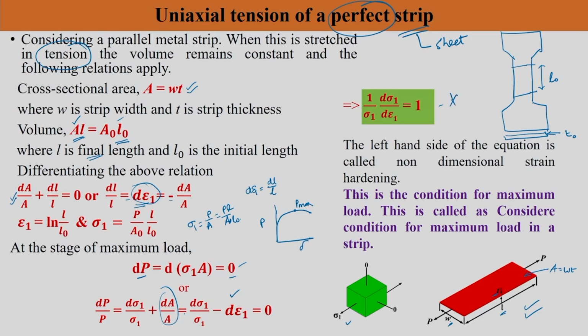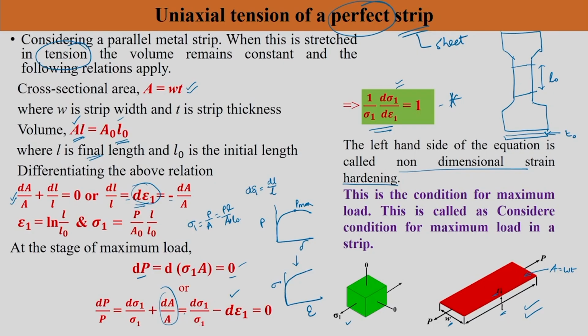Okay, this is an important condition for us to give some idea about when instability is going to start, or when maximum load is reached. So when you reach P max, this condition will be satisfied: 1 by sigma 1 d sigma 1 by d epsilon 1 will be equal to 1. This left hand side is actually called the non-dimensional strain hardening parameter, and you can get these values from true stress strain data. So the load versus displacement graph will give you true stress strain data.